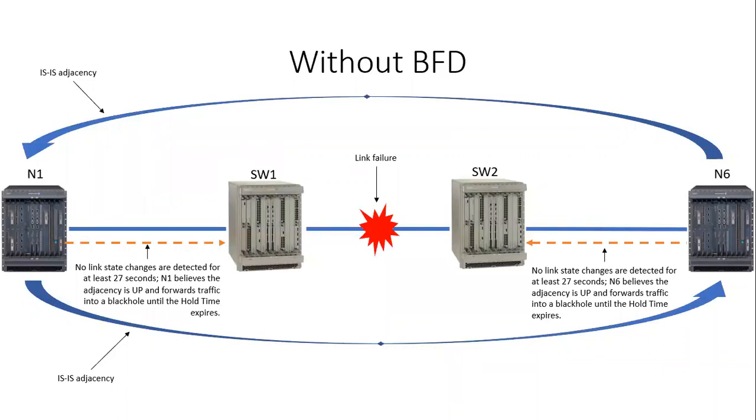So let's take a look at a situation that happens if we don't have bidirectional forwarding detection enabled. We've got 2 given intermediate systems that have formed an adjacency over a link that runs between these two 7450s. So N1 and N6 are our 7750 service routers, and switch 1 and switch 2, or SW1 and SW2, are our 7450 ES chassis.